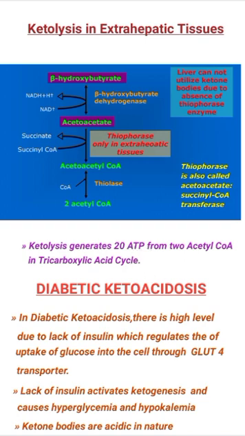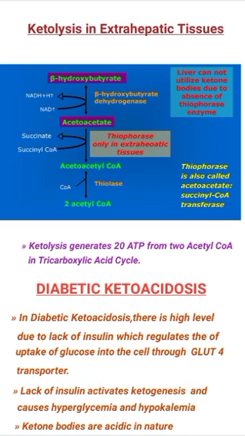Having that knowledge about ketogenesis and ketolysis, let us now get further to diabetic ketoacidosis. In diabetic ketoacidosis, there is a high level of ketone bodies due to lack of insulin, which regulates the uptake of glucose into the cell through GLUT4 transporters.